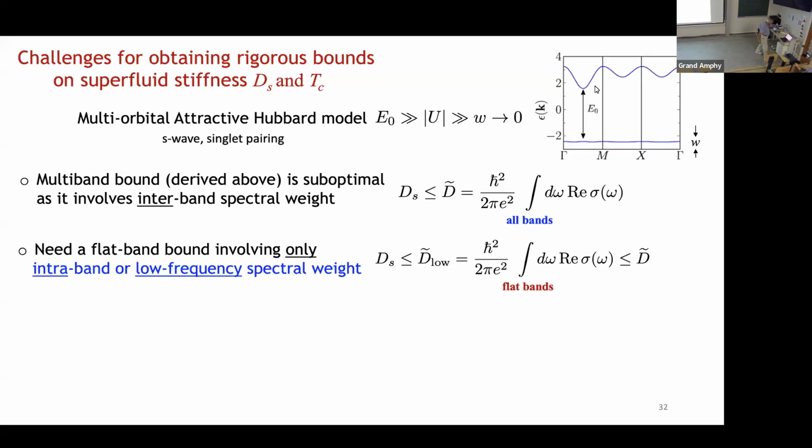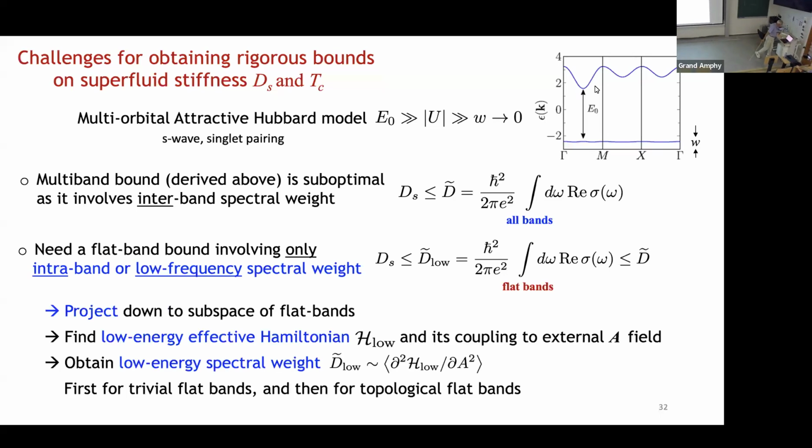Okay, so we need to find something that involves only intra-band or low frequency spectral weight, where you actually just go over the flat bands. That's what I call the low frequency D-tilde rather than the full D-tilde. So here's the strategy. We'll project down to the subspace of flat bands. We'll find a low energy effective Hamiltonian in this projected limit, find its coupling to an external vector potential, and then compute D-tilde low. First, we'll do that for trivial flat bands, and then we will add topology.